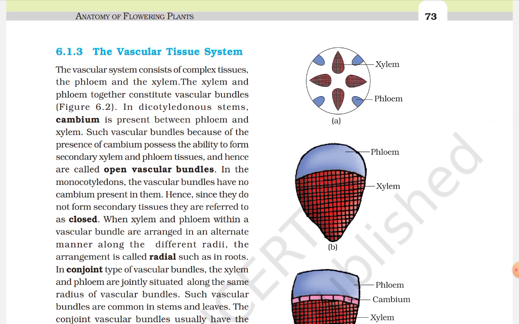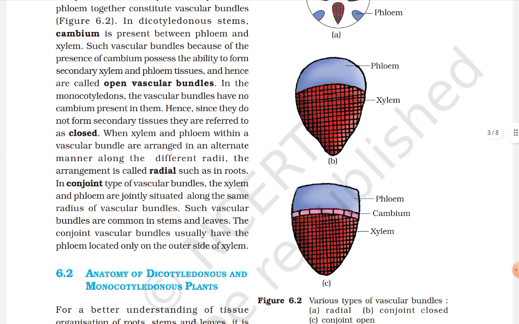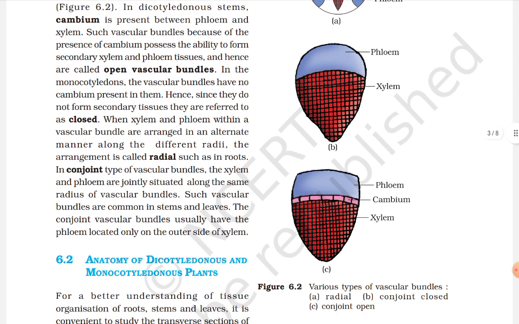The vascular tissue system. The vascular system consists of complex tissues, the phloem and the xylem. The xylem and the phloem together constitute vascular bundles. In dicotyledonous stem, cambium is present between phloem and xylem. Such vascular bundles, because of the presence of cambium, possess the ability to form secondary xylem and phloem tissues, and hence are called open vascular bundles.